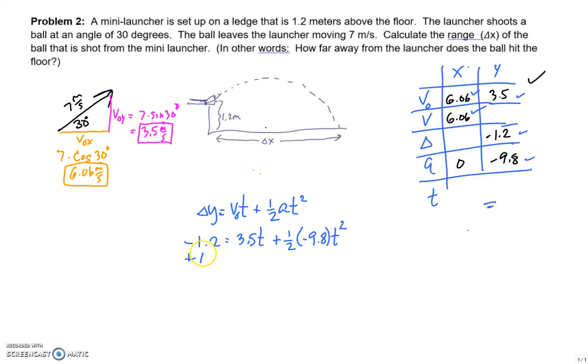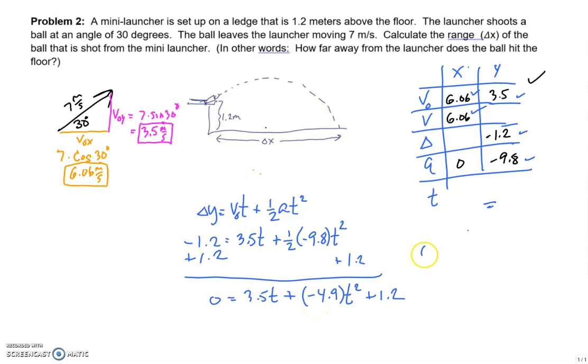If we bring this 1.2 over to this side here, we have 0 equals 3.5t plus, really that's a minus 4.9 t squared plus 1.2. And instead of x, we have t here. This is like a quadratic, where a quadratic is 0 equals ax squared plus bx plus c. Solve for x. Well, we have t instead of x.